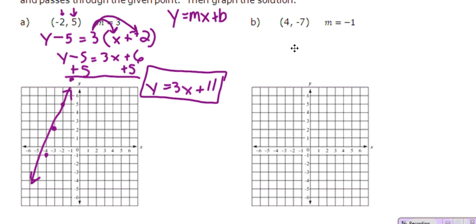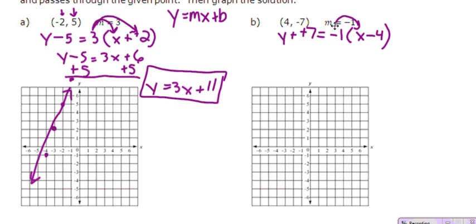So same thing for B. I have a point and a slope, so I have to write it in point-slope form. y minus negative 7, because that's my y1, equals negative 1, my slope, times x minus 4. Minus negatives make plus positives, and now I'm going to put it into slope-intercept form.